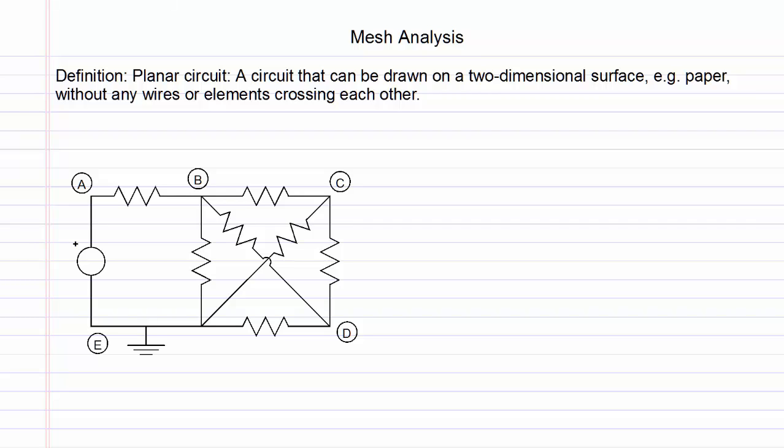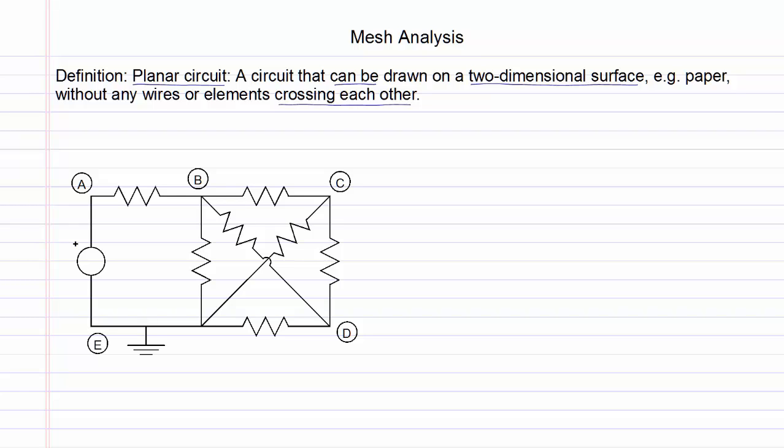We will underline a few words in this definition to stress some key ideas. A planar circuit is a circuit that can be drawn on a two-dimensional surface, for example a paper, without any wires or elements crossing each other.